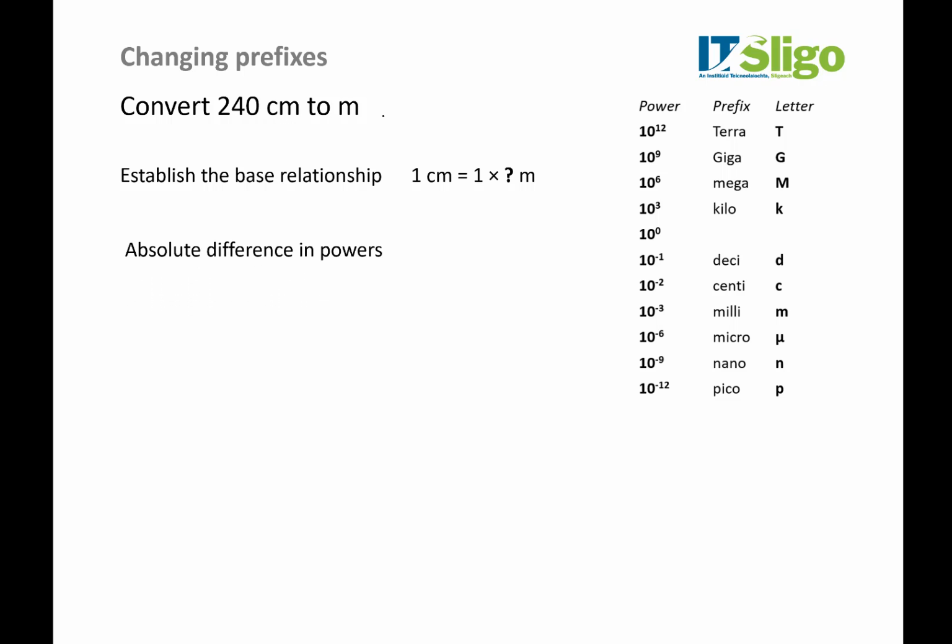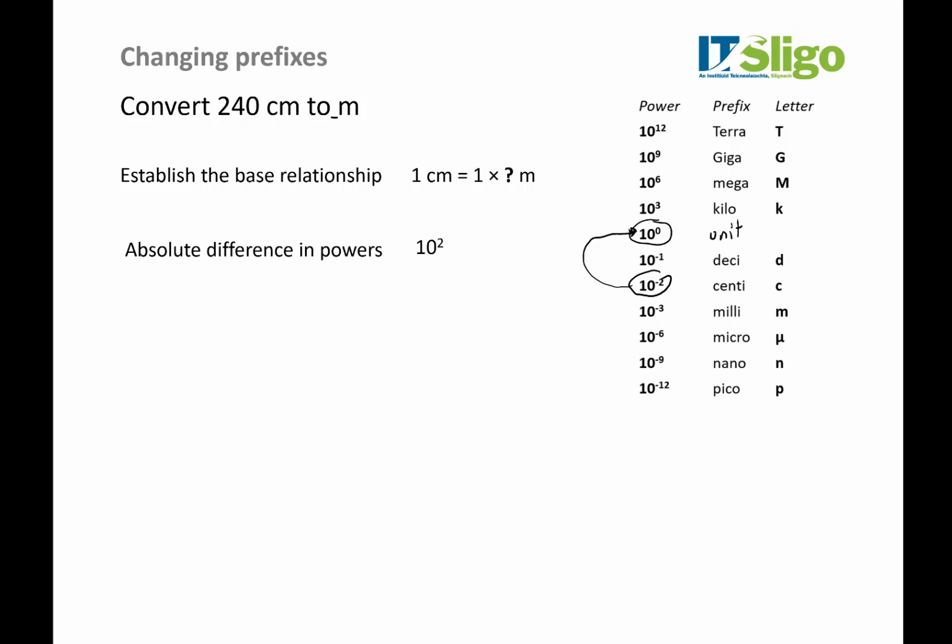So what's the difference in powers? And there's a few different ways of doing this, guys, but I just like this method because it applies kind of universally regardless of what units we're changing. Well, the difference in powers now, guys, is we're going from centi just up to meters. So there's no prefix on meters, so that means we're at 10 to the power of 0. It's the unit value. The difference in powers is 10 to the power of 2.